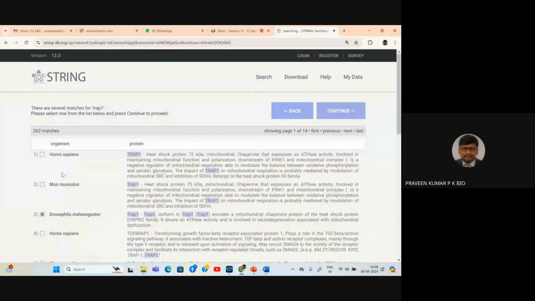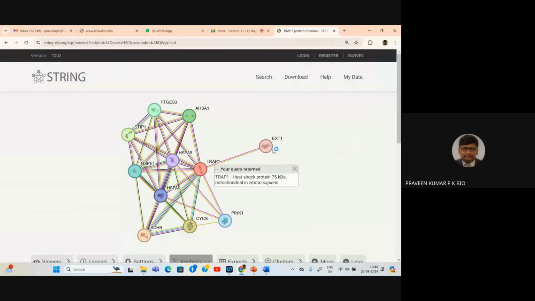It takes more time. I think the system, the internet, is slow. Can I go with the Homo sapiens then? Yes, the Homo sapiens data is fast. Okay, I'm getting heat shock protein 75, and how it's interlinked with other proteins.